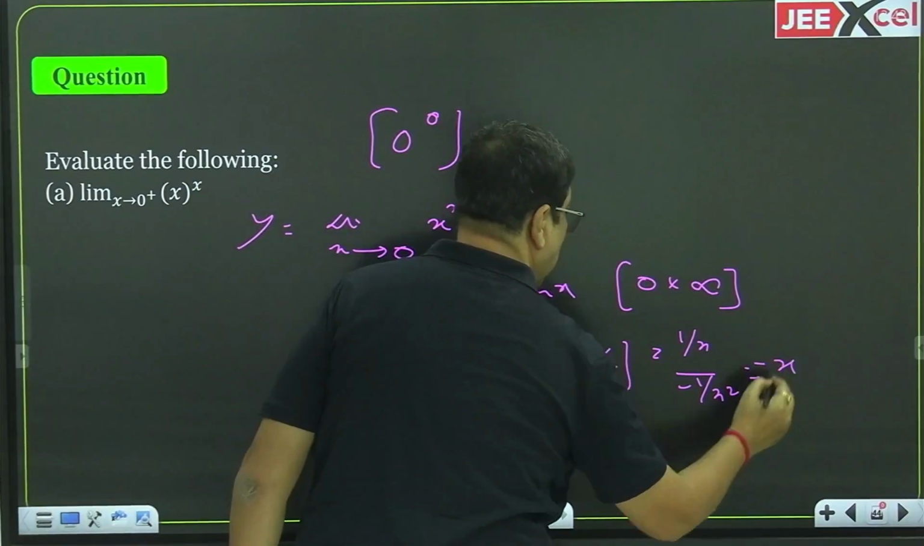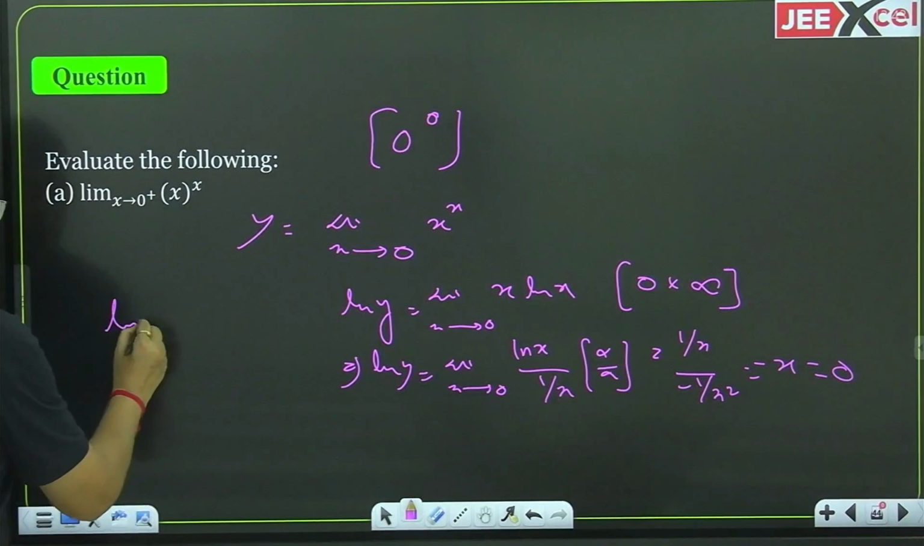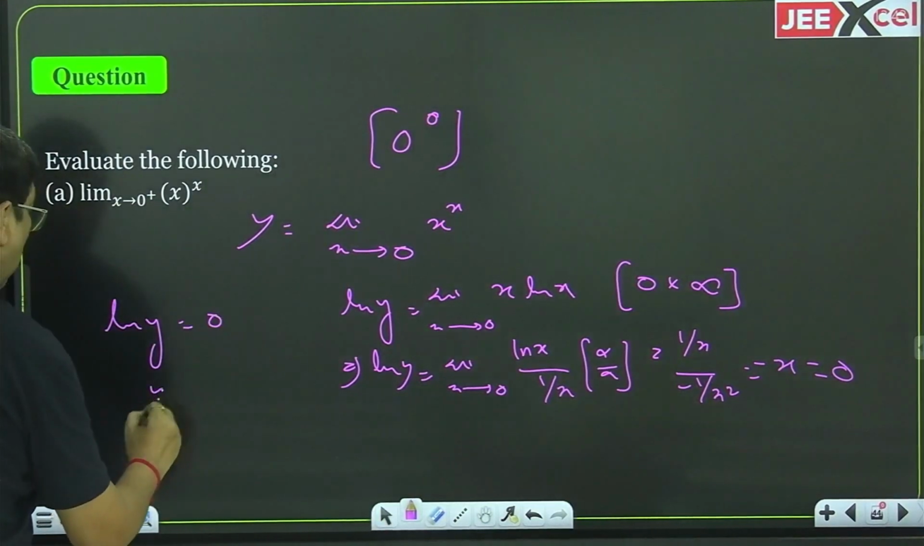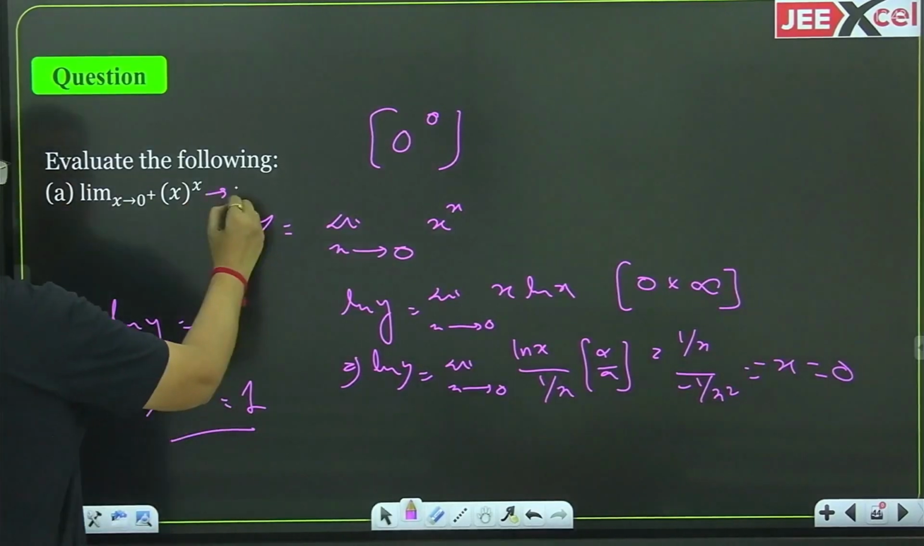That is coming to be minus x. That is 0. X tend to 0, 0. Therefore, same as previous. Log y equal to 0. So y equal to e to the power 0. क्या होगा? 1 होगा. इसका आंसर भी 1.